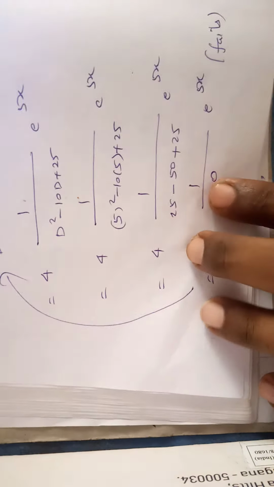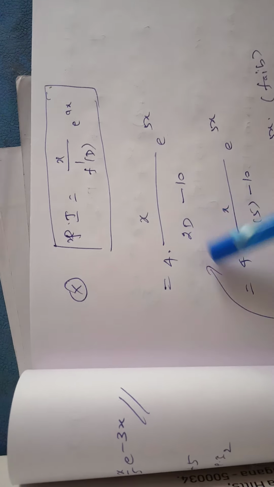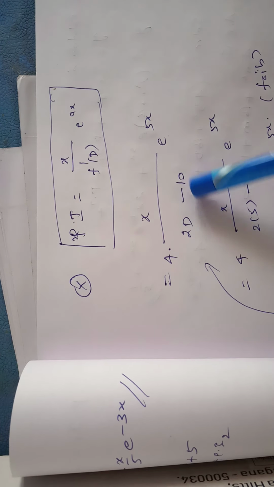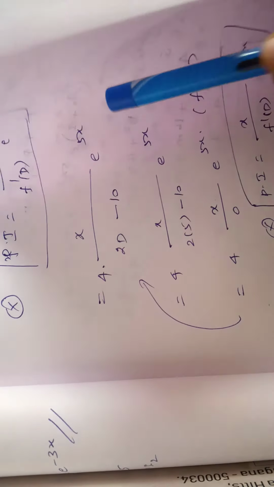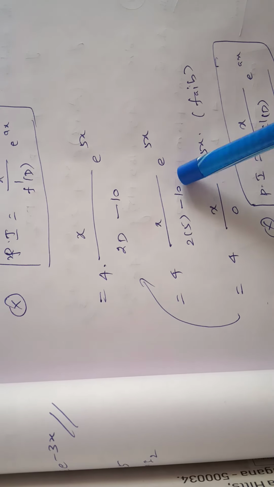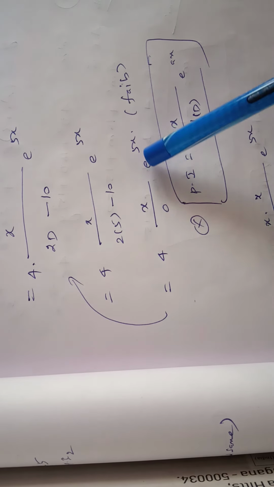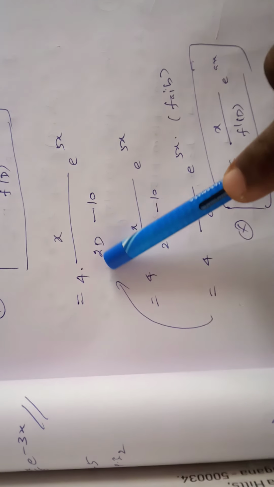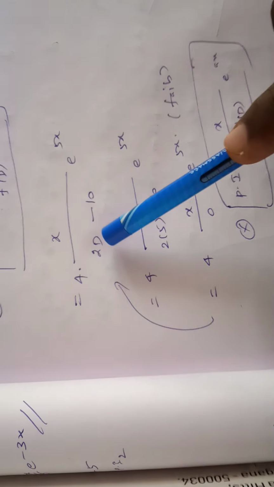4 is already taken in front. So 4 into, we have to introduce x. This previous function can be differentiated with respect to D, which means 2D − 10, into e^x. Again D can be replaced by 5. So 4 into x by 2 into 5 − 10 into e^(5x). So 4 into x by 10 − 10, which is 0. Again this function fails. Again go back to this function. The result is 4 into x divided by (2D − 10) into e^(5x). So this function fails.